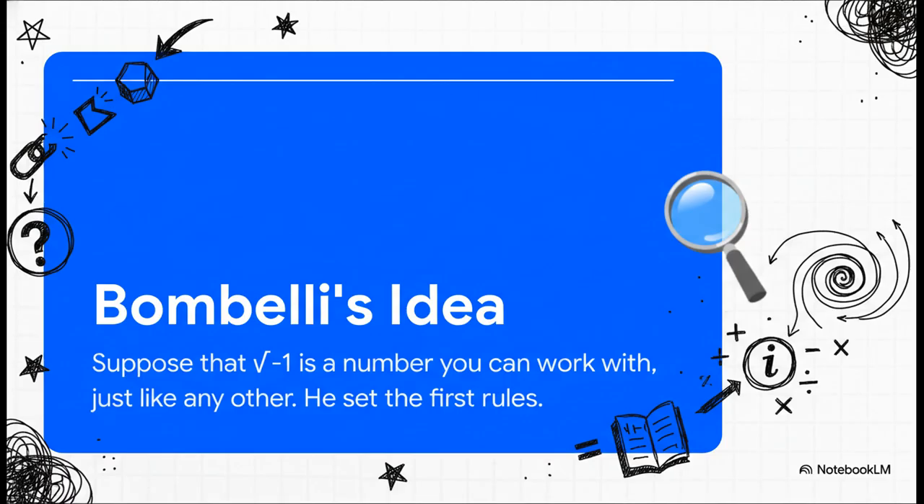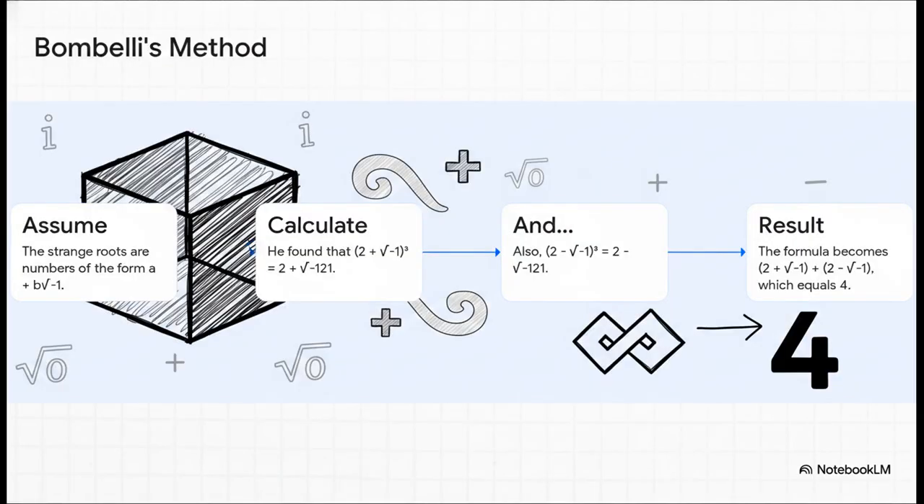Let's give it some rules, play with it, and see if the whole thing holds together. He was the very first person to really lay out the rules of the game for complex numbers. So how did he crack the paradox? Well, Bombelli had a hunch that those two bizarre terms in the formula were connected.